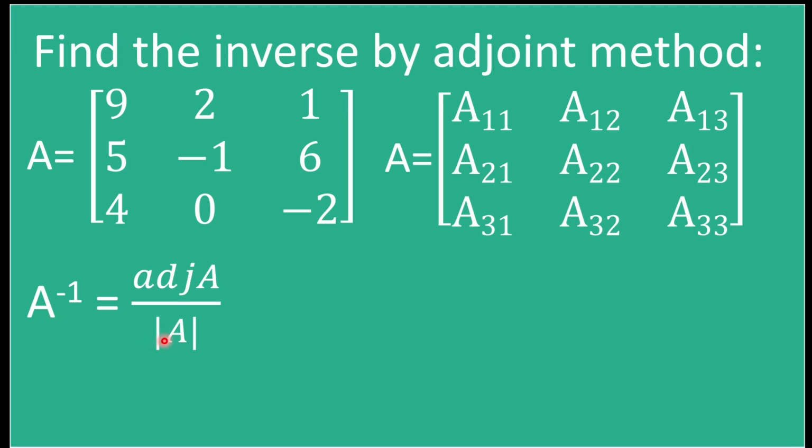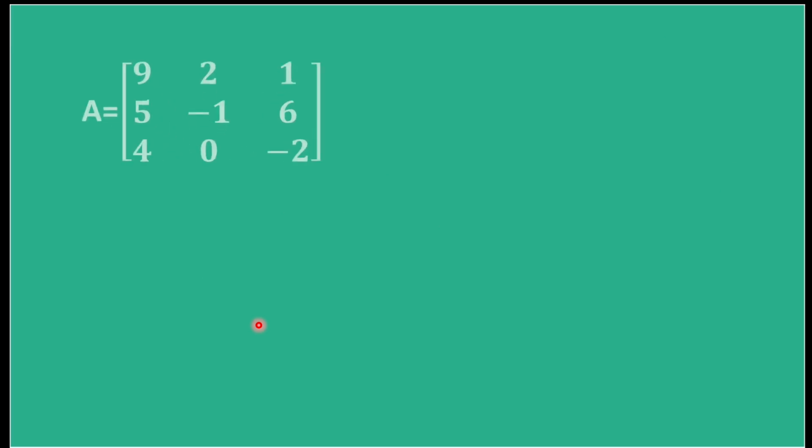But remember, if you have determinant of A equal to 0, then the inverse is not possible, because if you put 0 over here, the whole value will become undefined. Therefore, this determinant of A must be a non-zero value. So let's start the solution of this question.